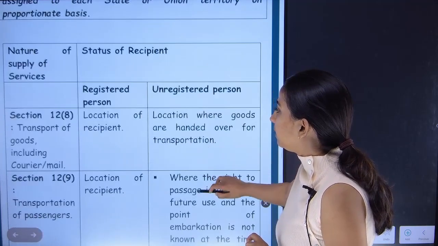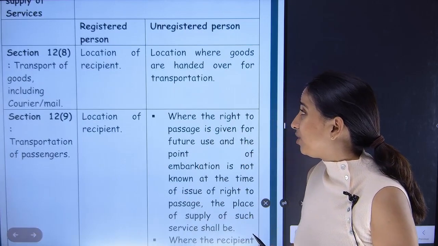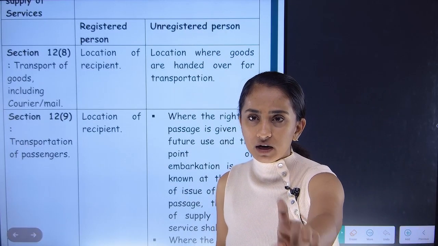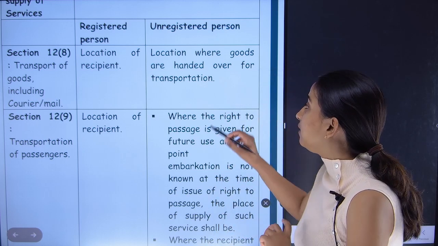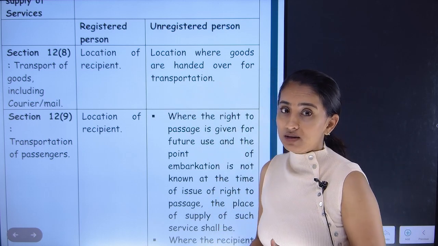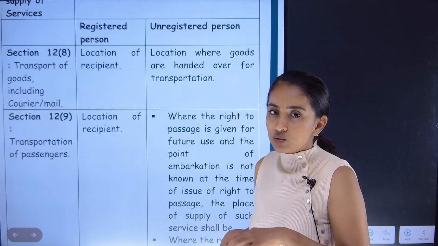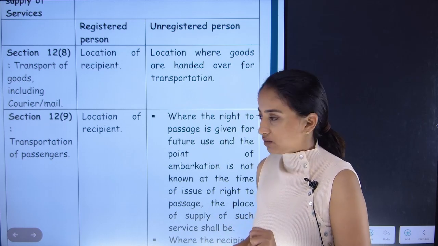Okay, fine. Now, transport of goods including courier, mail. I am sending something through courier. Location of recipient, where are you located? That will be the place of supply. If location of recipient is not available, then wherever the goods are handed over for transportation, let's say this is going from Mysore to Bangalore, Mysore will be the place of supply.